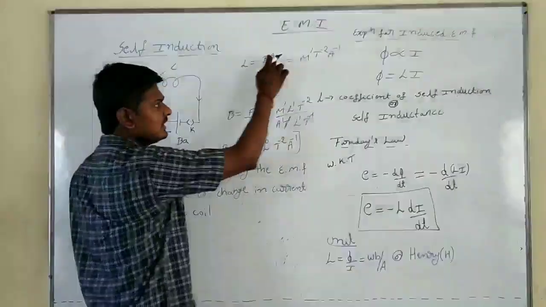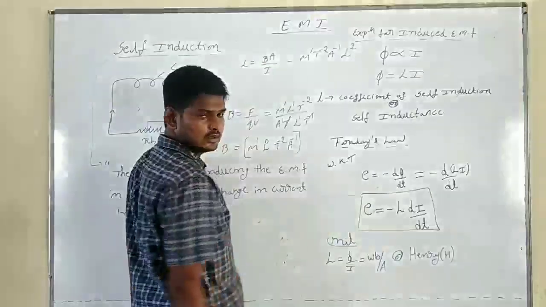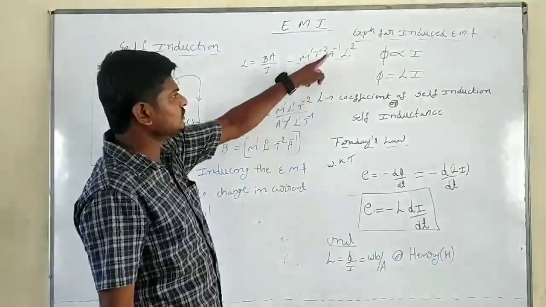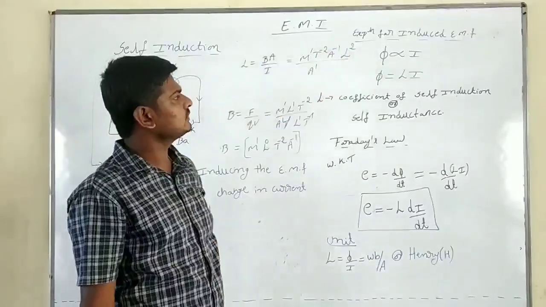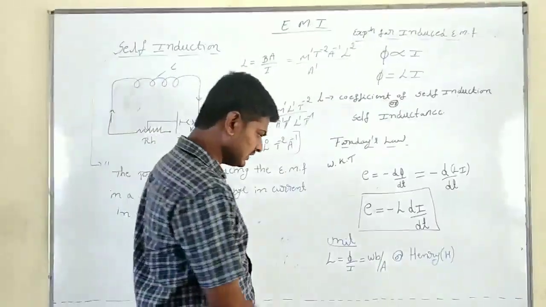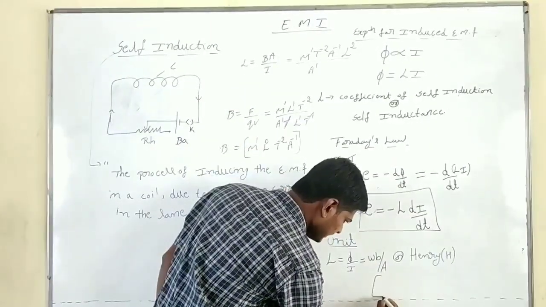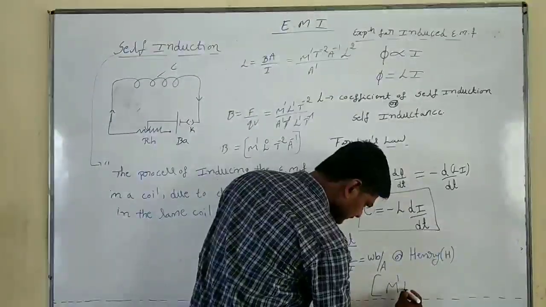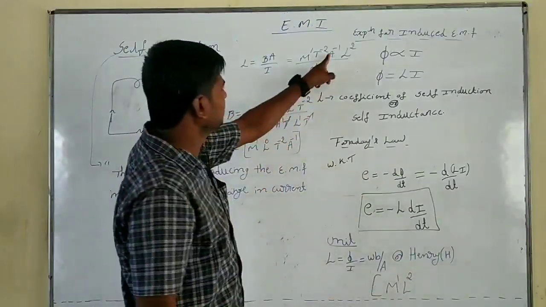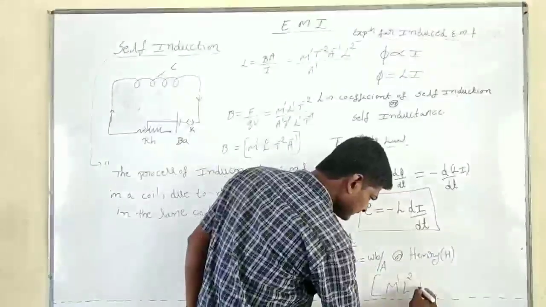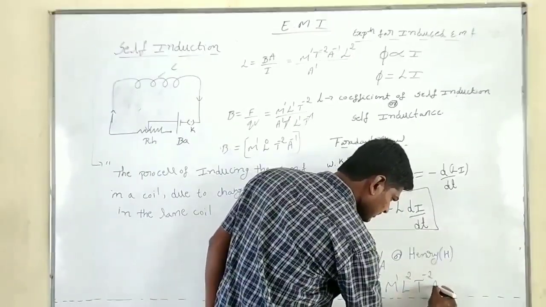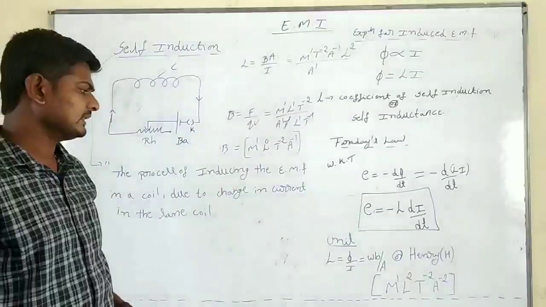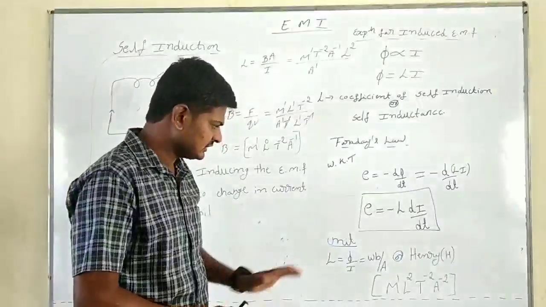Again this will be area. Area means L square, length square. L square divided by current means A power 1. This A power 1 comes to the numerator, so minus 1. Minus 1 minus 1 is going to become minus 2. Therefore, the dimensional formula we can write: M1 L power 2 T power minus 2 A power minus 2. This is the dimensional formula for self-inductance. Simple.